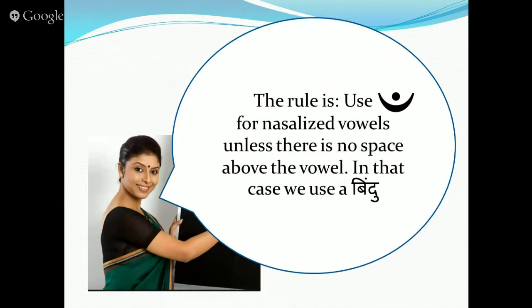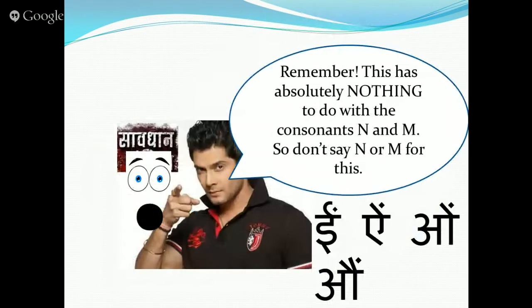So the rule is, we use Chandrabindu. This is the rule, so if you're a learner, please memorize it. You use Chandrabindu for nasal vowels unless there is no space above the top line. In other words, if something comes above the top line, we use the bindu, the dot, by itself to represent a nasal vowel. So remember, this has absolutely nothing to do with the consonants N or M.